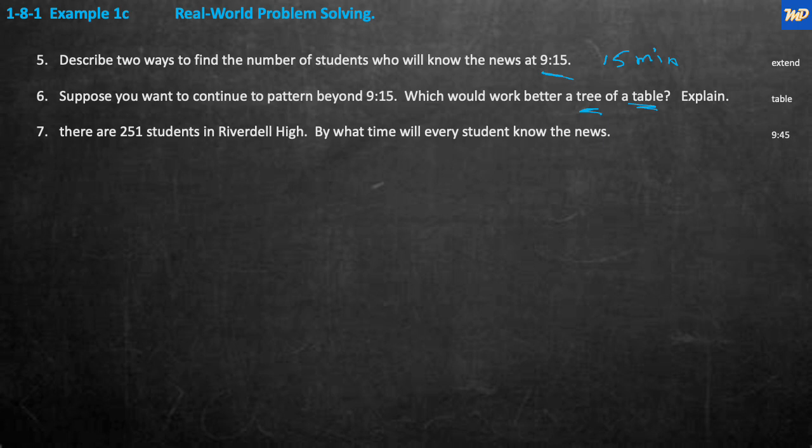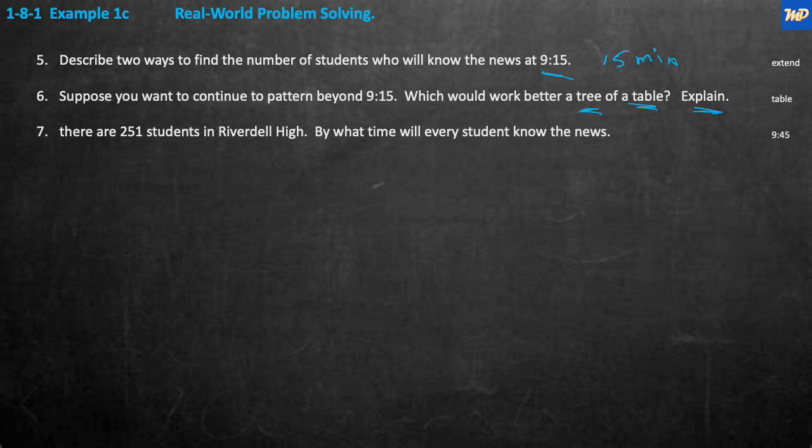So what happens if you get to 9:15, then you go from 16 to 32 to 64 dots to 128 dots. It goes on and on and on. It gets crazy. But with the table, you just add another list of 2 items each time. The table gets longer, but it's very easy to maintain. So that's the reason why, because the tree is difficult to maintain and to keep building.